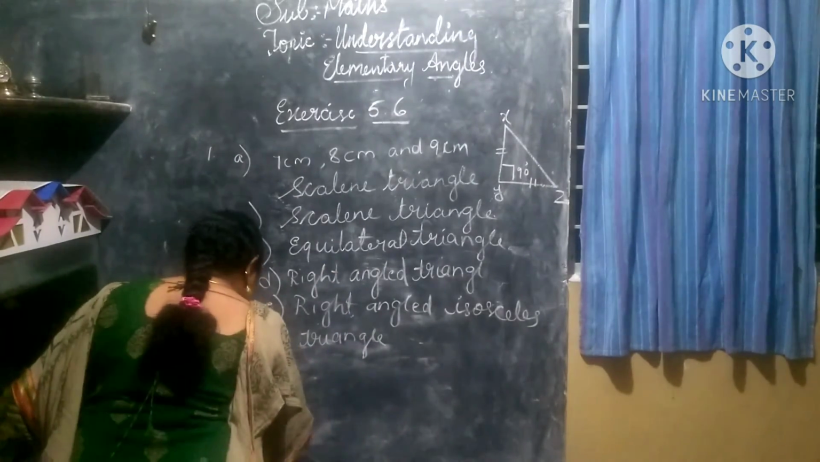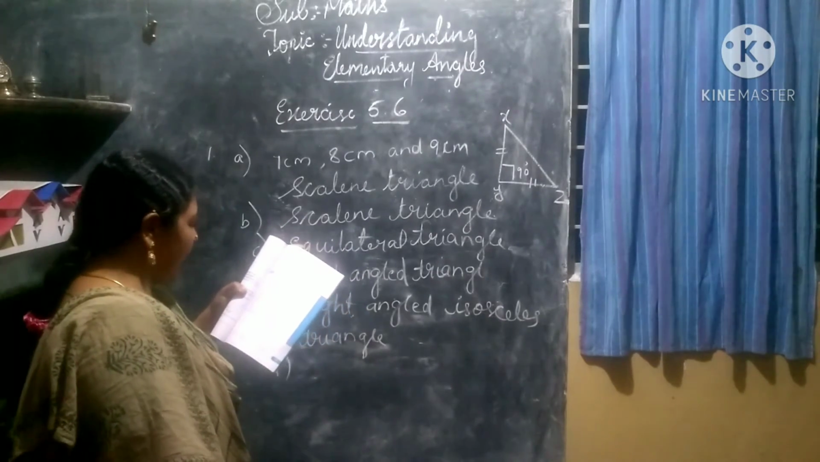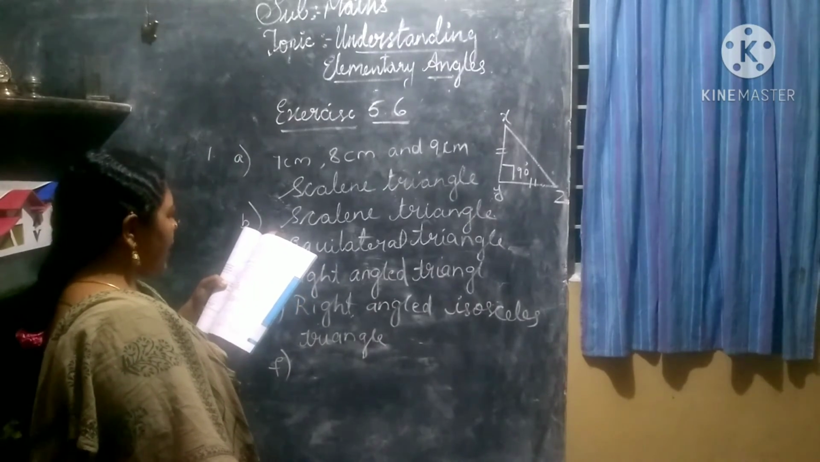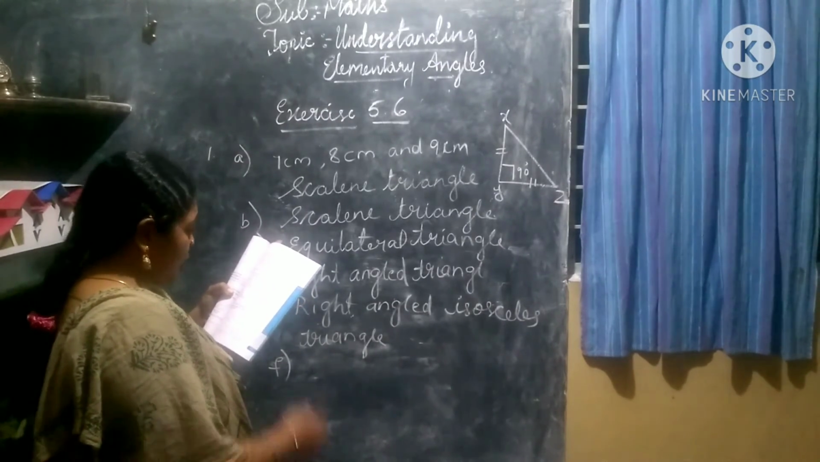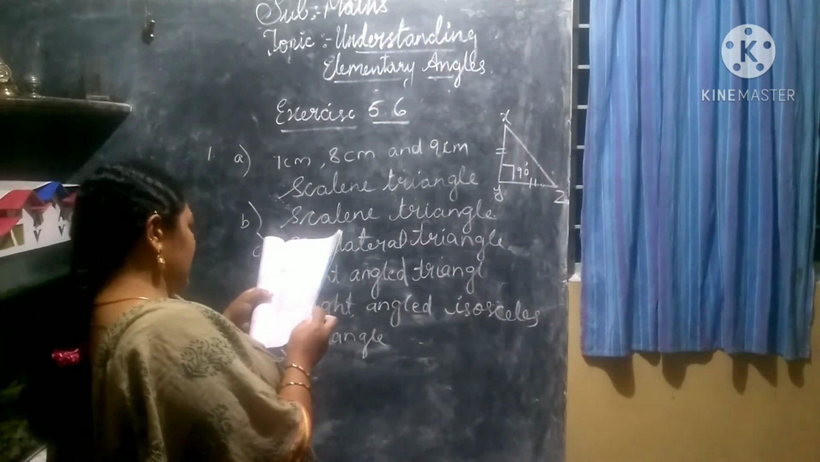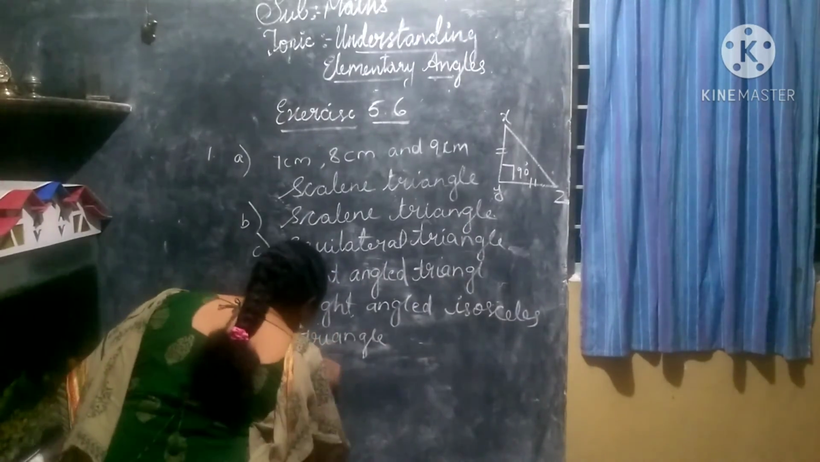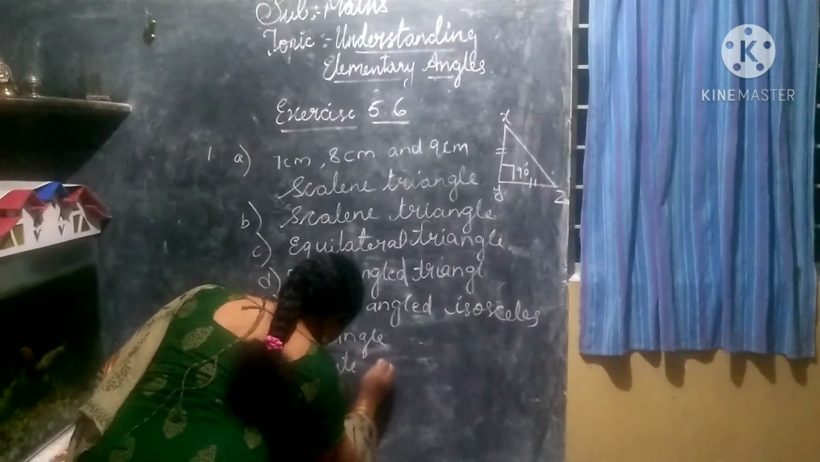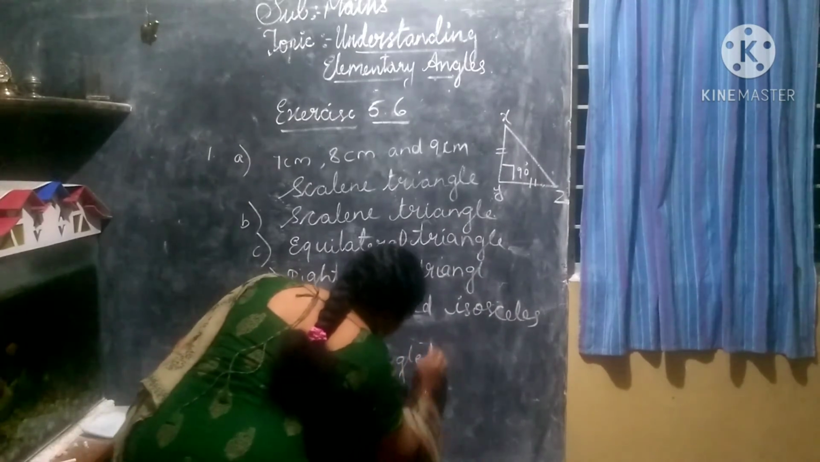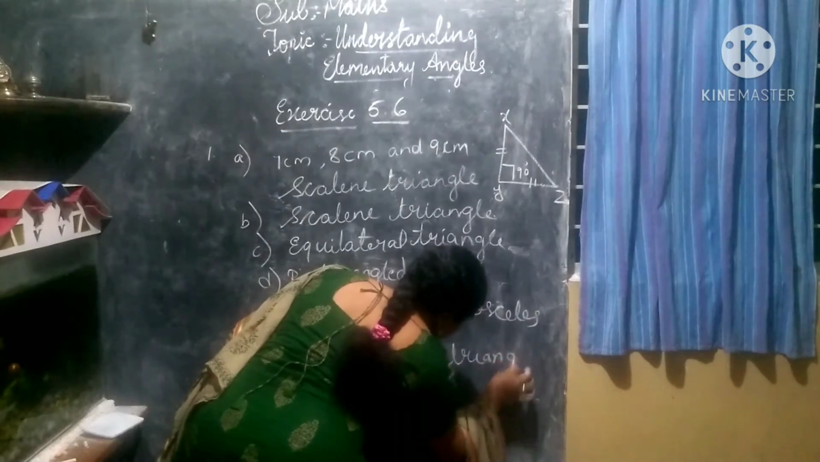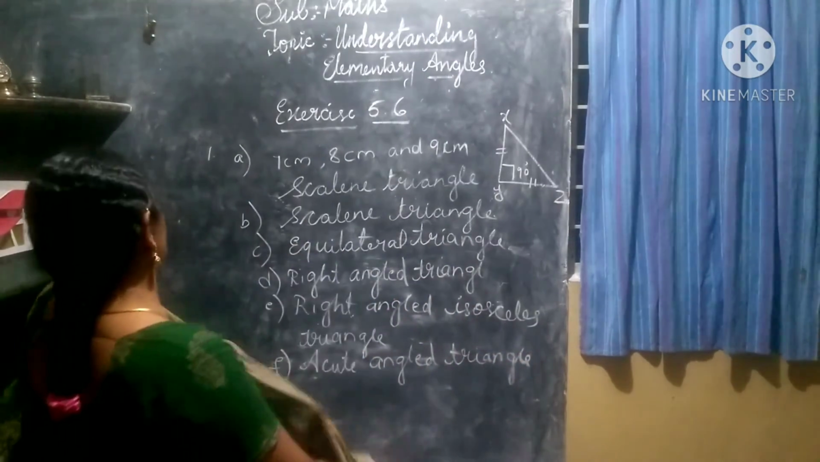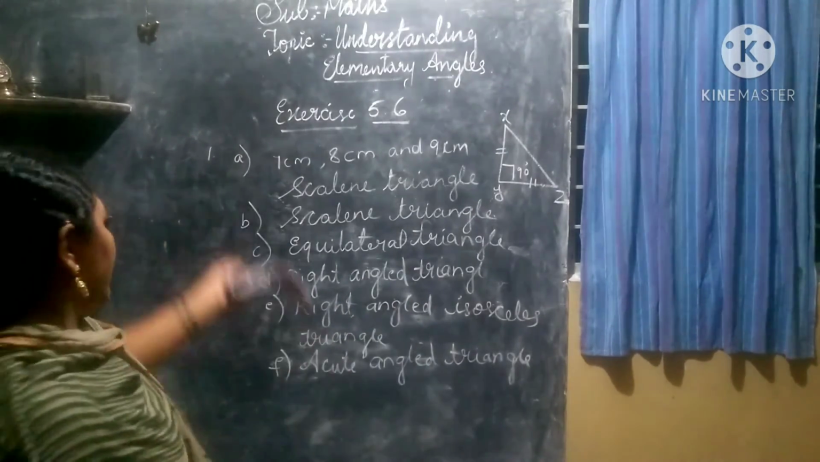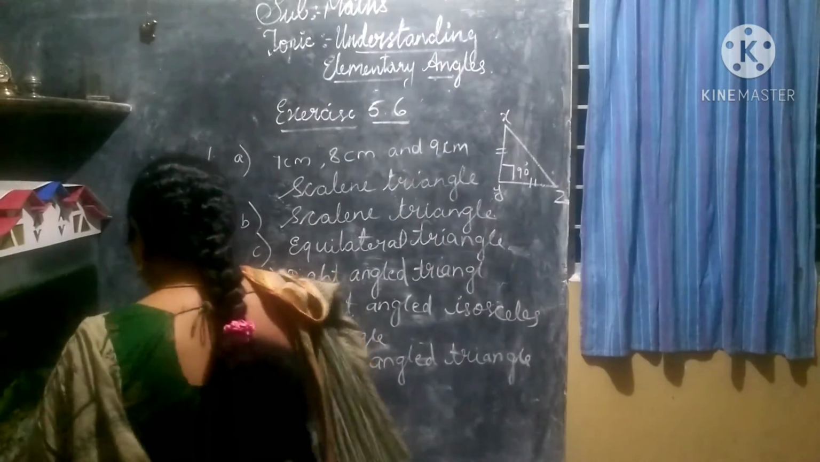And look at the last one, that is F. Triangle LMN where the measure of angle L is 30 degrees, the measure of angle M is 70 degrees and the measure of angle N is 80 degrees. So what type of triangle is that? It is an acute angled triangle. So this is the end of the first main, that is A1. Based on the given measurements, we have given the names for the triangles.